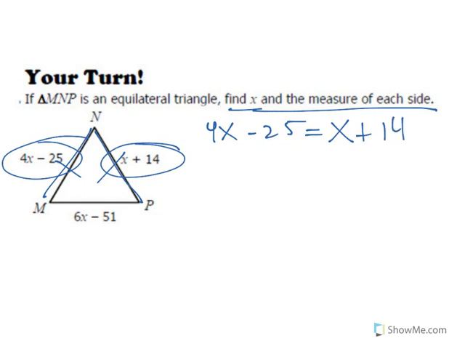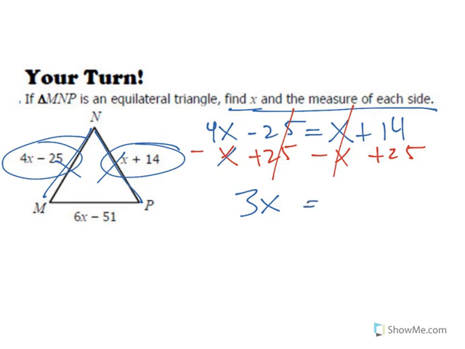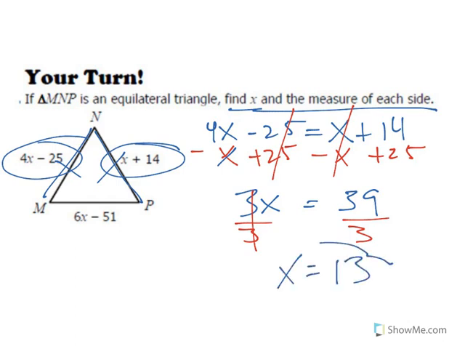Okay, let's do some work. So minus x on both sides, and we'll go ahead and add 25 to both sides to isolate the variable. So now we're left with 3x, 4x minus x is 3x, right? Equals 14 plus 25, which is 39. Go ahead and divide both sides by 3, and we'd find that x equals 13.